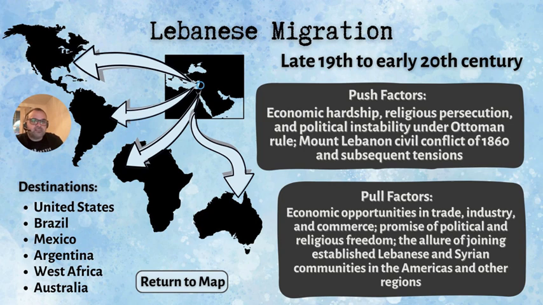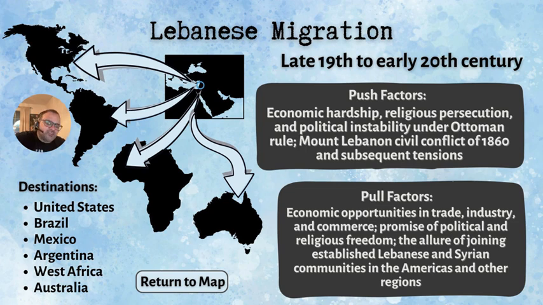They are looking for new opportunities in the Americas and in West Africa, where they had already been engaging in trade and commerce. So there's this promise of political freedom, this promise of economic prosperity, compared to the restrictions and the declining conditions in Lebanon. Really motivated a lot of people to leave Lebanon in this period. So again, push factors, you see some of the same ones: the economic hardship, religious persecution, political instability, the civil conflict of 1860, the subsequent tensions, etc.